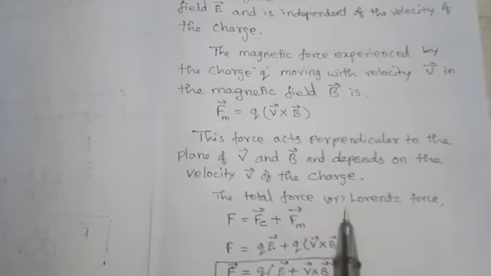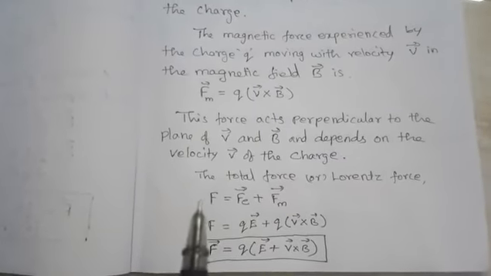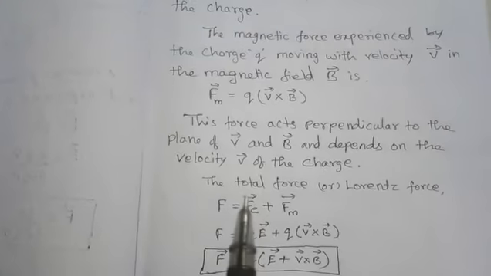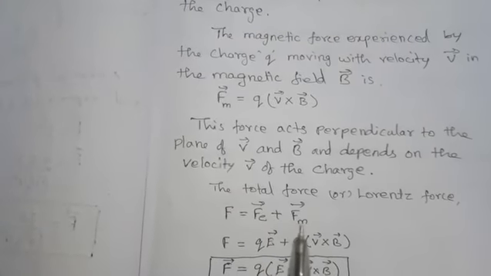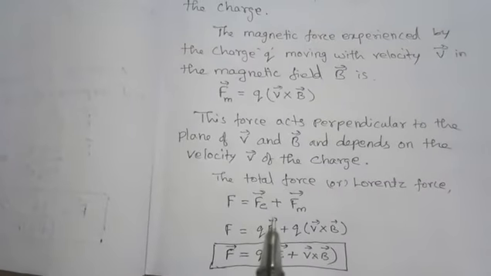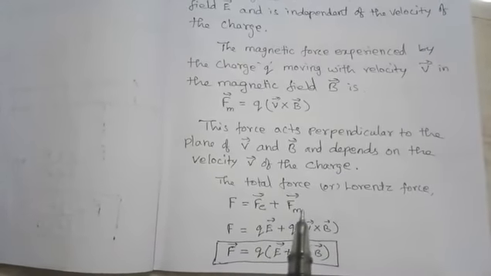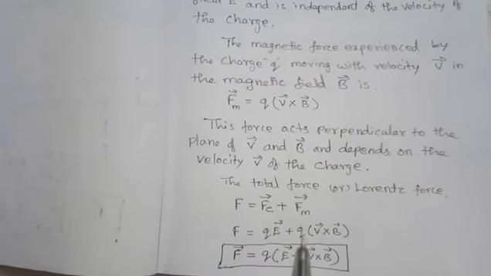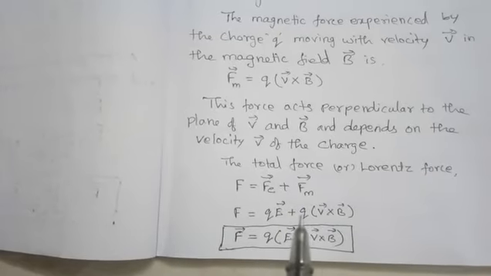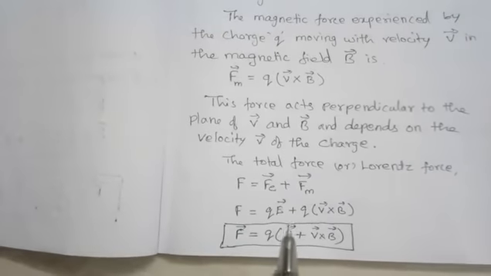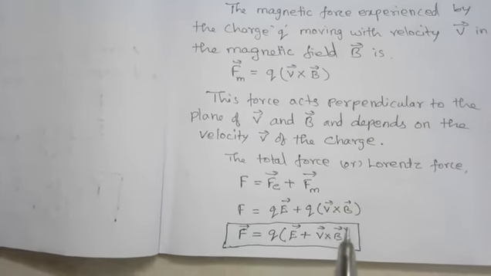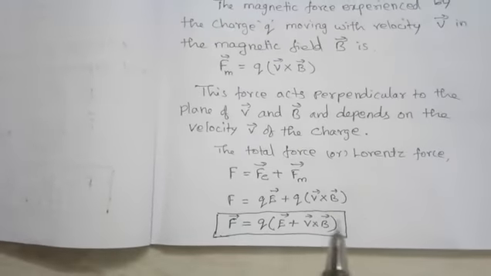The total force, or Lorentz force, is the sum of the electric force and magnetic force. So substitute the value of Fe, Q E vector, plus the value of Fm, Q into V vector cross B vector. Here Q is common, so take it outside: F equals Q into E vector plus V vector cross B vector. This is nothing but the Lorentz force.